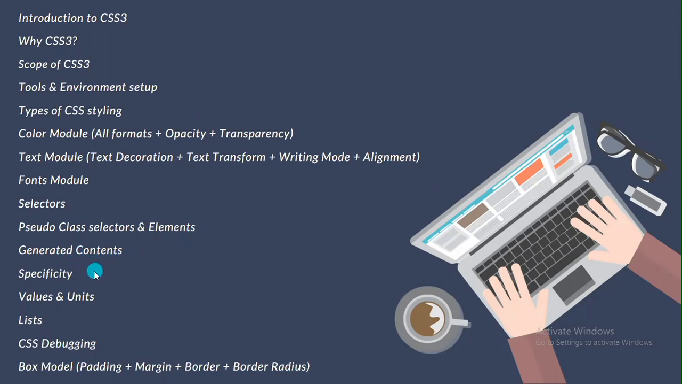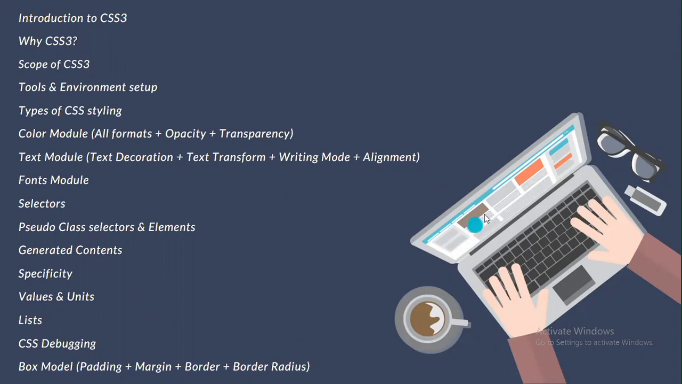Then generated contents, specificity, values and units. We will see what units are available in CSS that we can use. We will see how we can style lists using CSS. List means the ordered list and unordered list we have seen, so we will see how to style those. I will also show you how to debug your CSS code, in case you are expecting something that is not happening, then how to inspect it and fix it. Then we'll go with the box model. In that we will learn about padding, margin, border areas, and then outlines, how it works. Okay, everything.